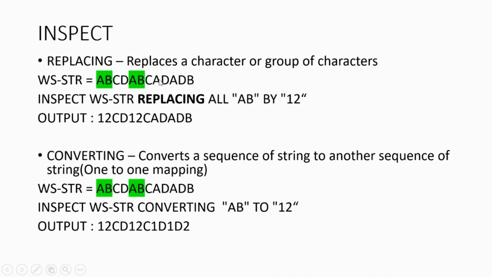Here you have noticed A is not replaced with 1. It has been left as it is. Similar with the B. However, if you use CONVERTING, then it will do 1 to 1 mapping. It will convert a sequence of a string to another sequence of string, that is 1 to 1 mapping. So A will be replaced by 1 and B will be replaced by 2. So here the output would be 1 2 CD 1 2 C.